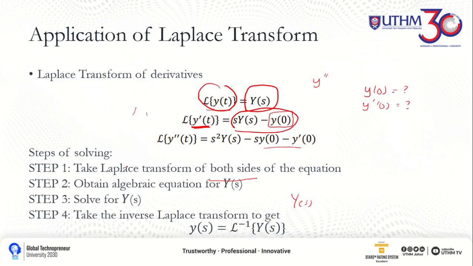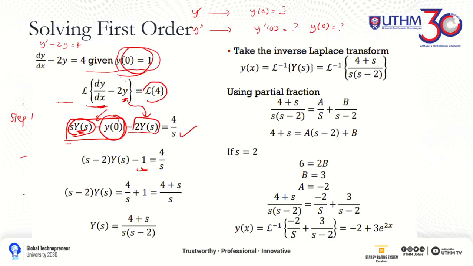Now step 2, we need to obtain the algebraic equation, so we need to find Y(s). What we don't want, we need to move to the right hand side. So you will get the algebraic equation Y(s) equal to (4 plus s) over s(s minus 2). Then step number 3, we need to solve Y(s). Basically when we want to solve this one, you need to do step number 4, which is the inverse Laplace transform.